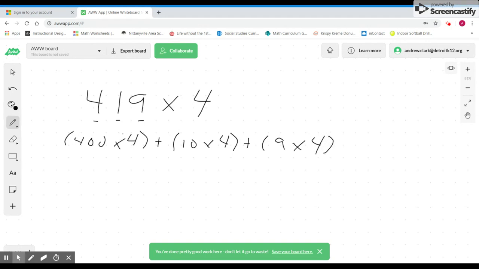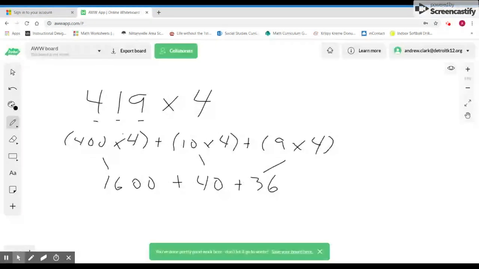It's called partial products because it's taking the different parts as separate products, and then it's going to add them together. When I say products, product just means the answer to a multiplication question. So if I take this 400 times 4, that's the same as 1,600. And 10 times 4 is 40. And 9 times 4 is 36.